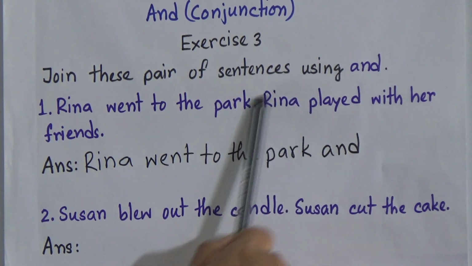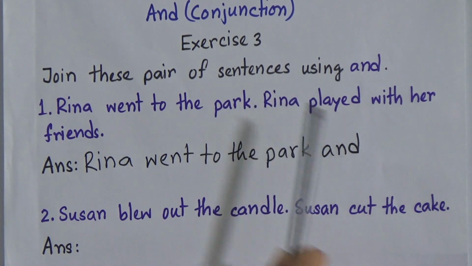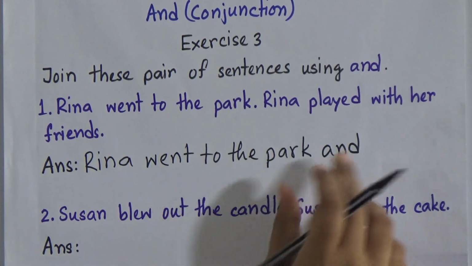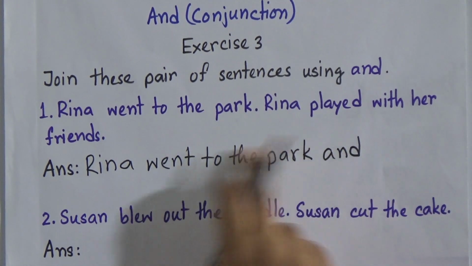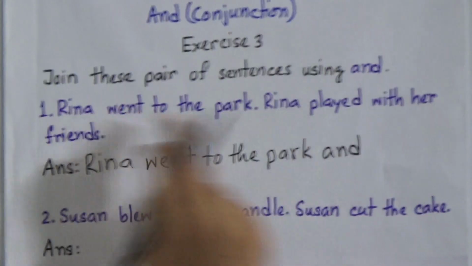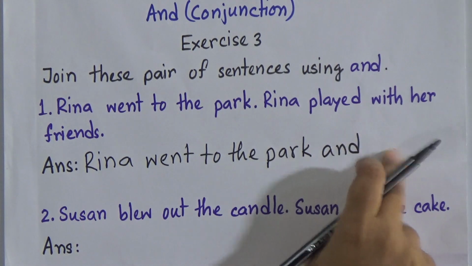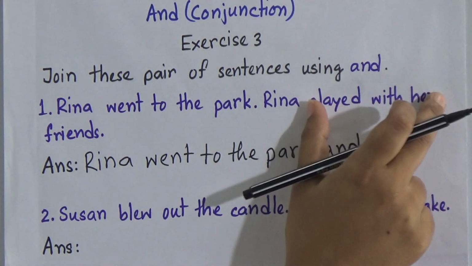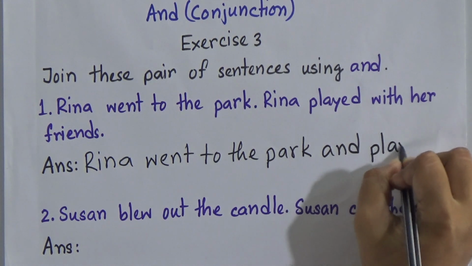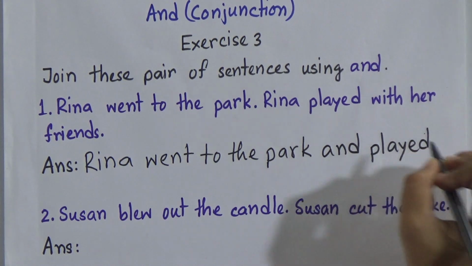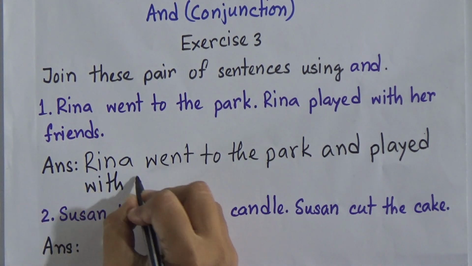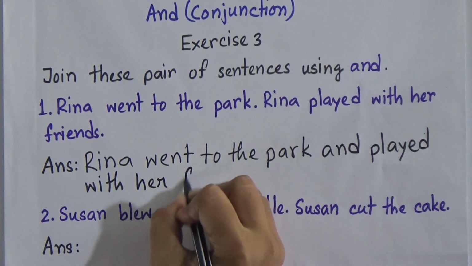Now look, here is Reena again. We will not use this Reena in our sentence because we write "and" here and we are going to join these sentences, and both the sentences are about Reena. So we don't need to write Reena again here. Now we will go to the rest of the sentences. Played with her friends.